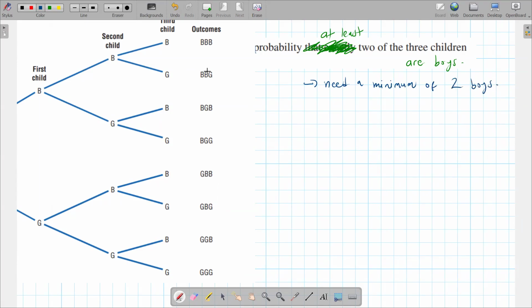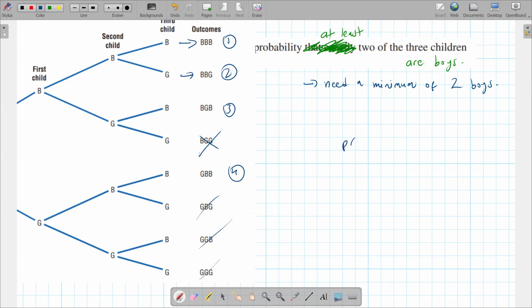So now let's see if the first outcome is in or not in this case. So at least two boys. At least two boys. So it means the first outcome is in. Yes, so this is in. What about the second one? It's also in. Third one is also in. Fourth one is not in. Five is in. I think that's it. This one's out. This one's out.